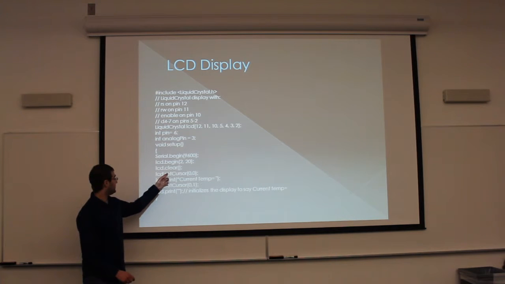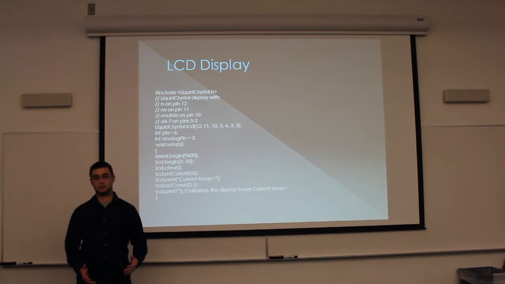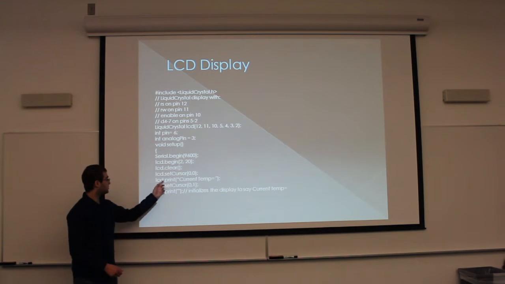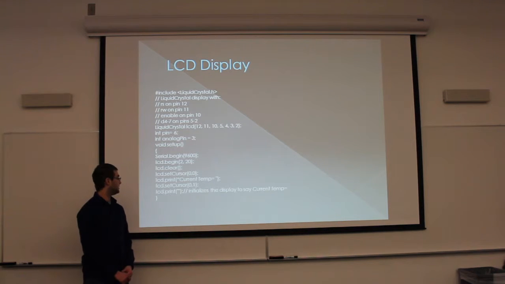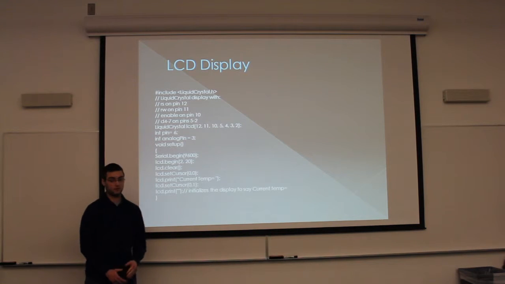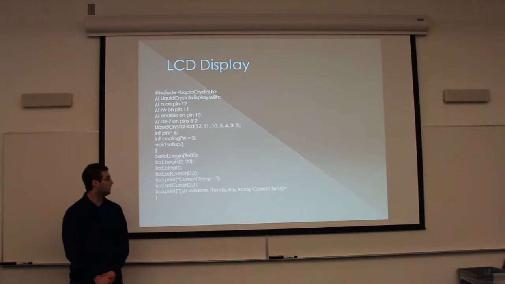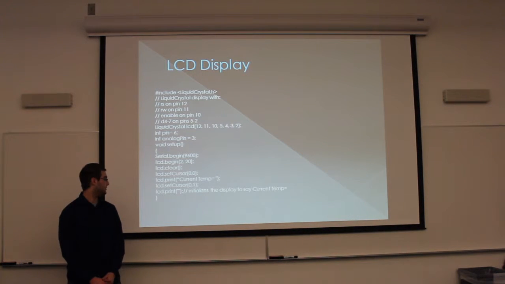And then LCD.clear clears the screen so that it'll display nothing, which is important because when you're trying to display something, you don't want it overlaying with what you last displayed. And then setCursor sets it at the upper left hand corner, 0, 0. And then LCD.print is what it uses in order to write on there. I have it set up for this demo as current temp equals, because what I wanted to do, like I said, was connect it to the temperature reader.